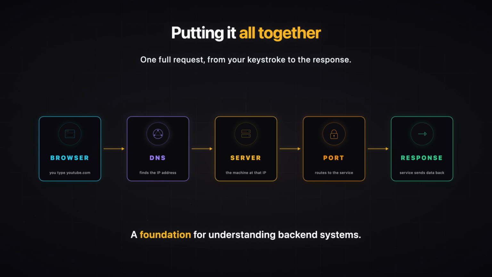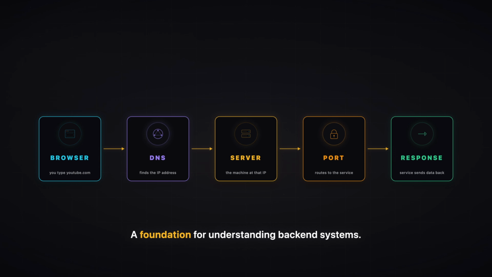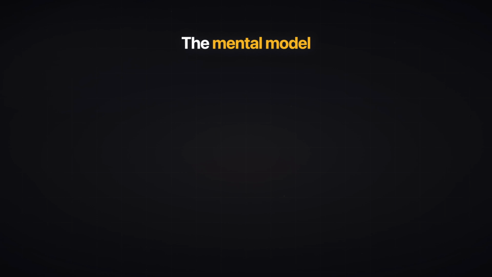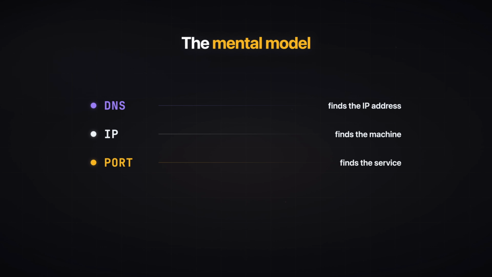Here is the simple mental model. DNS finds the IP address. The IP address finds the machine. The port finds the service inside that machine. And the server sends back the response. Once you understand this, the internet becomes much less mysterious.